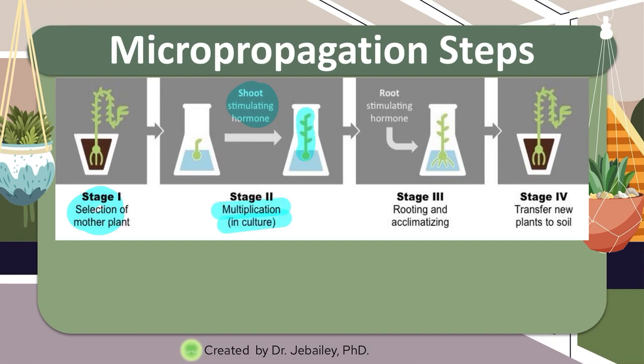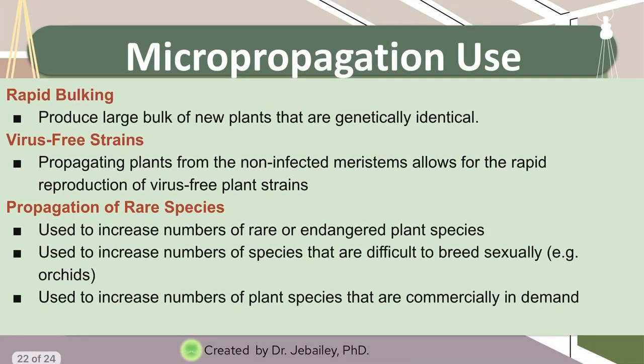Then what do you do? You can actually cut them. Also the same thing with the root. You can stimulate it with a hormone, and you can see the root growing. So also the same thing. Then once you have so many of these productions, so many shoots and roots, you can transfer that to the soil, and then voila, you have a new plant growth. So that's what the micropropagation steps look like.